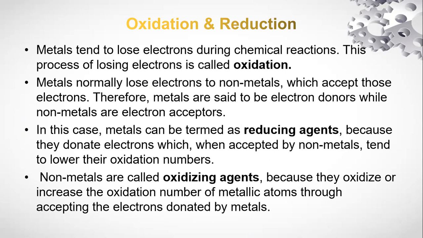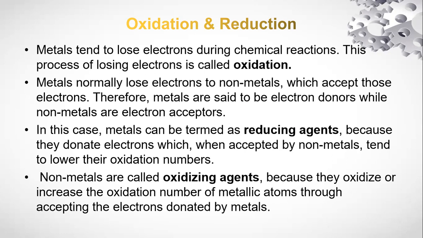As we said earlier, metals tend to lose electrons during chemical reactions. This process of losing electrons is what we call oxidation. Metals normally lose these electrons to non-metals when they react, and non-metals are the ones that accept those electrons. Therefore, metals are said to be electron donors, while non-metals are electron acceptors.